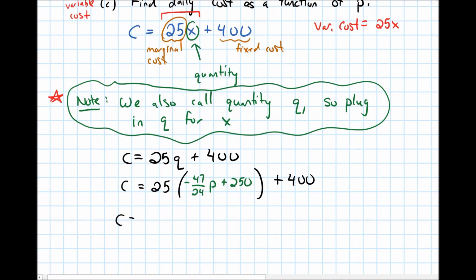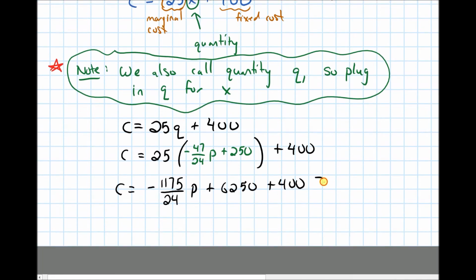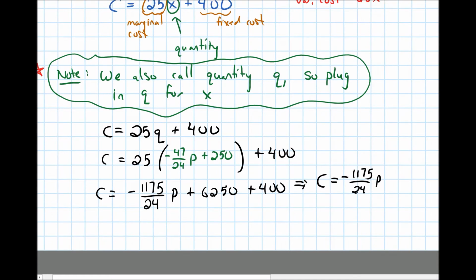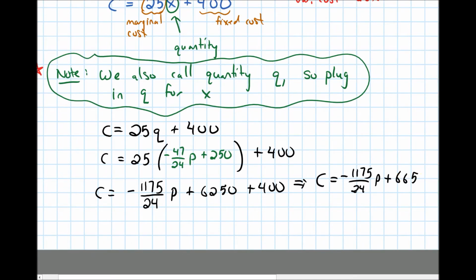Okay, so at this point we do have the cost as a function of P, but let's just distribute the 25 and let's combine like terms to make this look a little bit simpler. So if I multiply the 25 times this fraction, the negative 47 over 24, I went ahead and did this ahead of time, and I get negative 1175 on the top, 24 on the bottom, times P. Let me do it in steps. 25 times 250 is 6,250, and then I still have the plus 400. And now if we combine like terms, we get C equals negative 1175 over 24 times P plus 6,650. And that is the cost as a function of price.